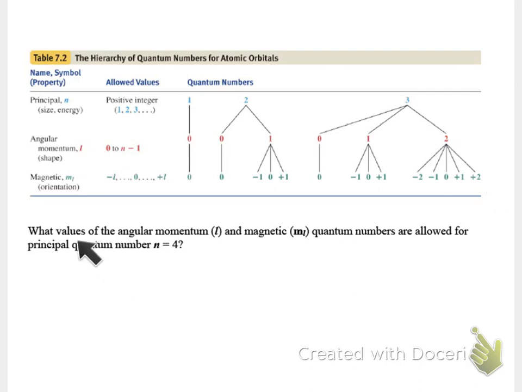So what we're going to do here is figure out what the values are of the angular momentum and the magnetic quantum numbers for n equals 4. So we are going to do everything for the 4th energy level. Shut off your video and try to do the diagram and then turn it back on and check and see how you did.